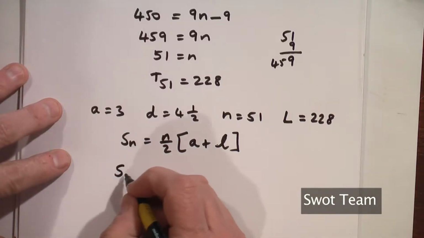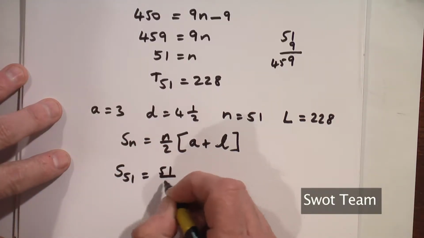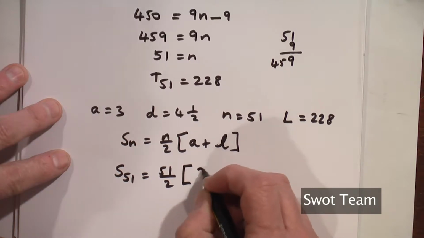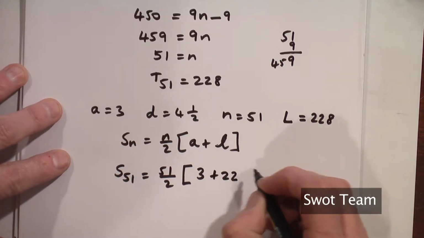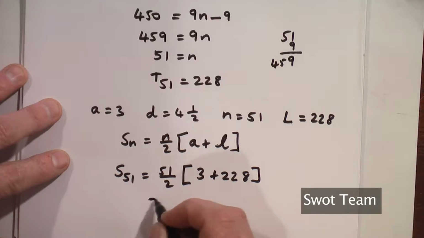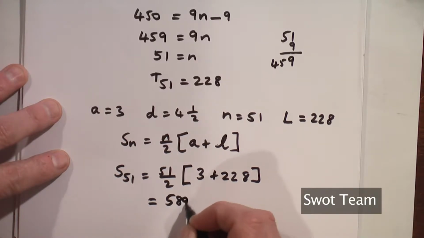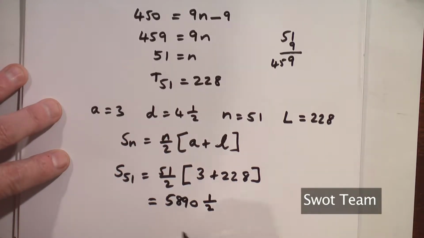Okay, so what do we know? Sum of the first 51 terms, 51 over 2. The first term is a, plus the last term is that. And if you work that out, it comes to 5890.5. Okay, now that's simply using a calculator. Now listen, you could also use the other formula for Sn, n over 2 (2a plus (n minus 1)d) as well. But I always, with a finite series, use the last term formula. Quite cool if you think about it. Okay, shall we move on to the next example?